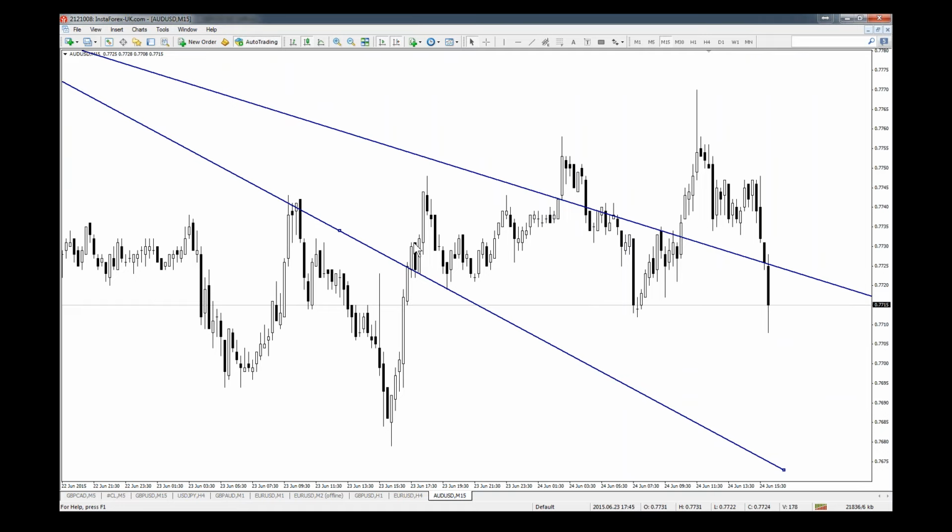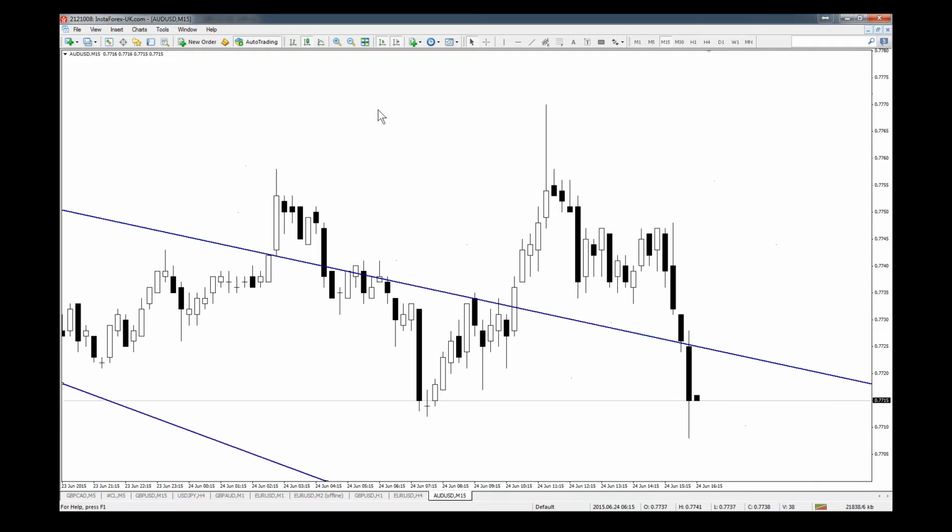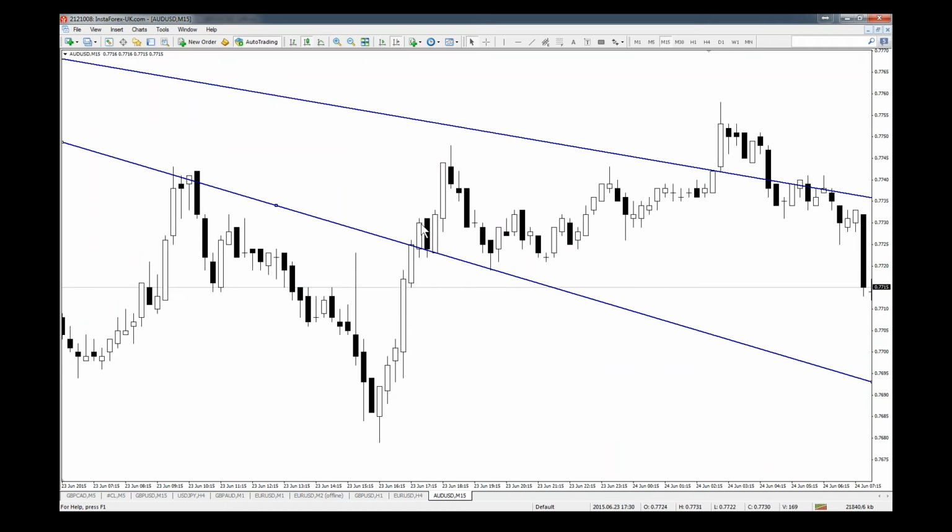Here you see the close above the trend line. A lot of people say, oh, it's going to go long. And I don't jump on that. I wait for the next candle. I want the next candle to come back and test this line, but not close below it. If this next candle closes below it, then I know that this close above is a stone cold fake.